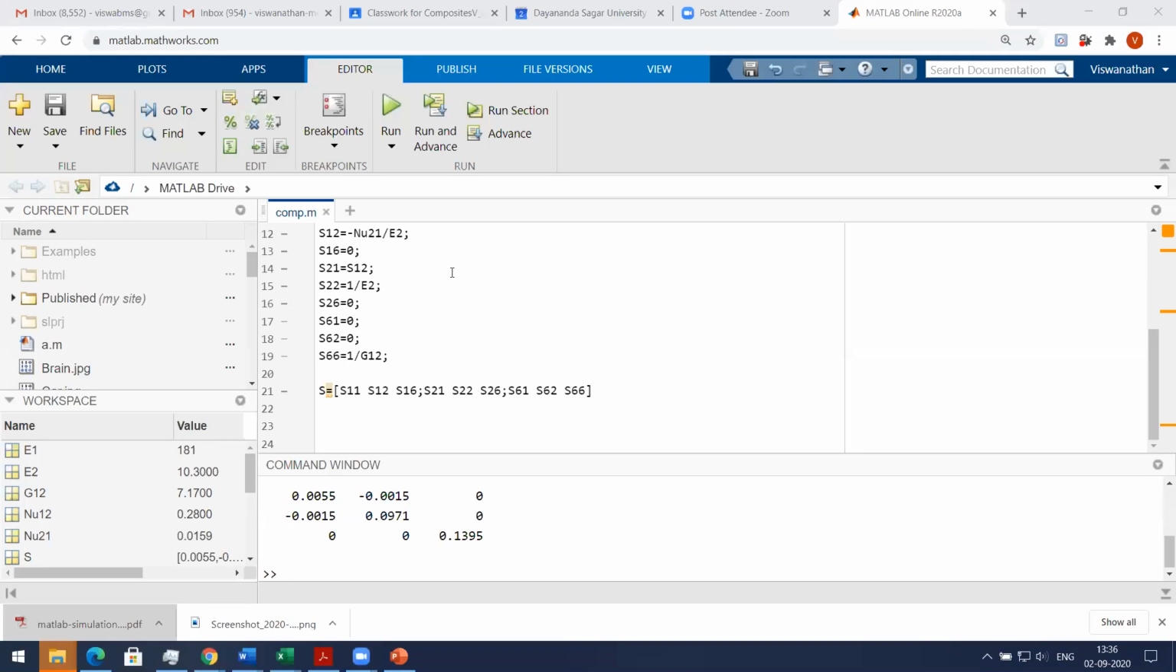Can you see the MATLAB screen? Yes, sir. Okay.